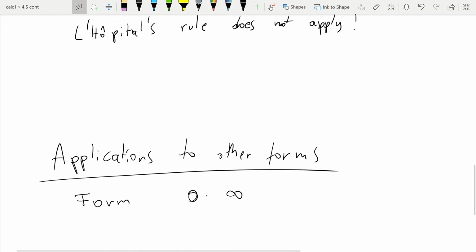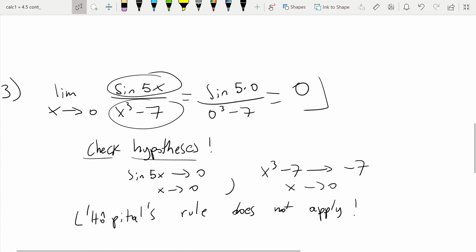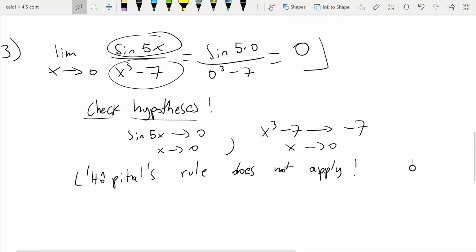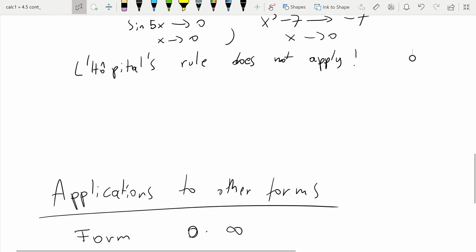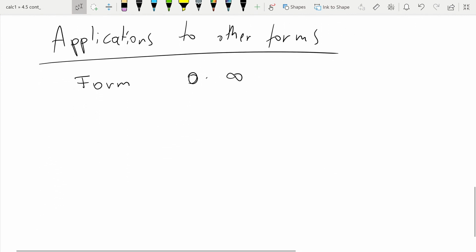So okay, that is all we need to know when dealing with quotients. But as we said in the previous video, we can apply the rule to other forms. One of them, the most common one, is the form 0 times infinity. There's a canonical example again, one from the book.